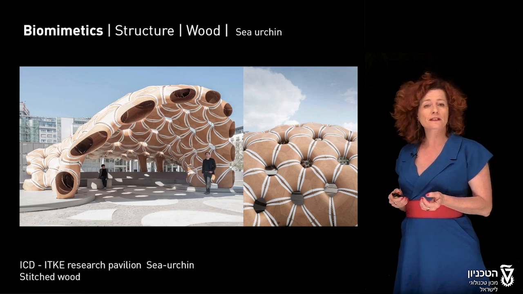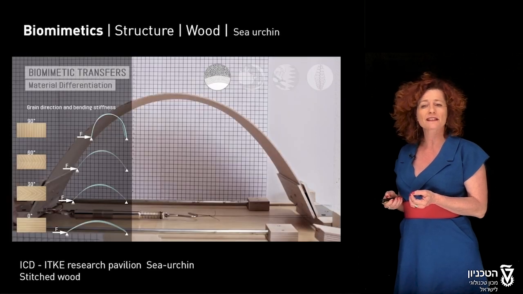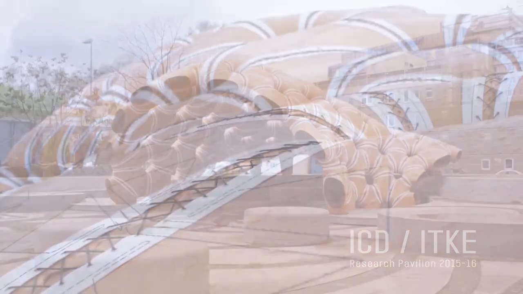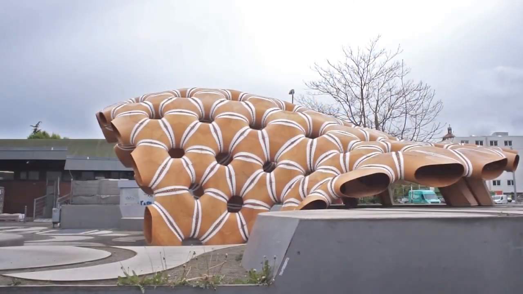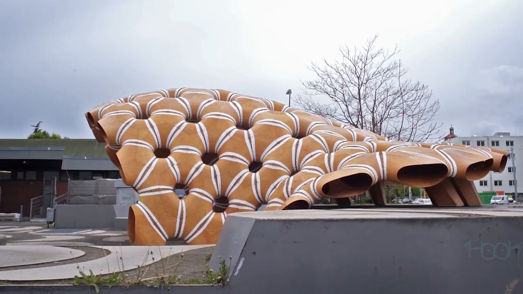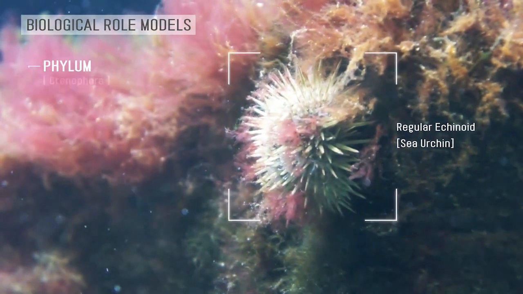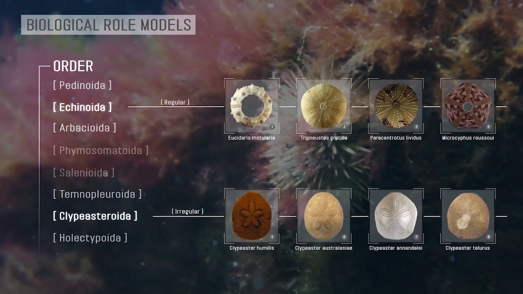Another structure that is porous and takes its origin from a natural model is this pavilion of the ICD and ITKE Research Institutions in Stuttgart. This pavilion starts from the sea urchin. The sea urchin is an underwater creature that is actually a shell that is not only very, very light, but also very stiff and resilient. And this is transported into the world of wood.